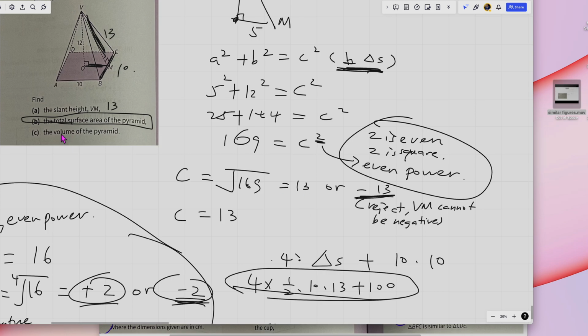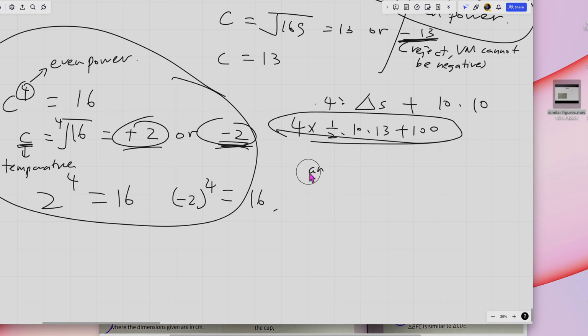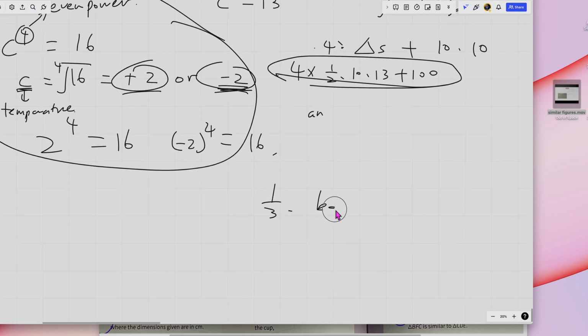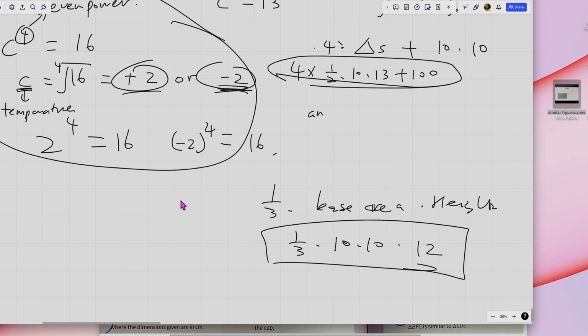Simple? And for the volume of the pyramid, once again, the volume of a pyramid is what? 1/3 times base area times the height. So the base area in this case is a square, 10 times 10, and the height is 12. So that will give you the volume of the pyramid, 400. Okay? So yeah, this is cm cubed. Okay, volume. Good.